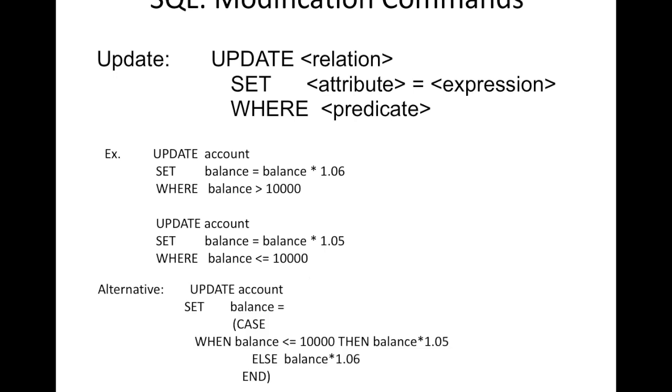You can also have them in one statement saying update account, set balance equal, and you open a bracket, close bracket, and use the case clause. So case, when balance is less than or equal 10,000, then balance times 1.05, as if this equal here is to balance times 1.05, else that is the opposite of less than or equal, which is greater than 10,000, then balance is equal to balance times 1.06.